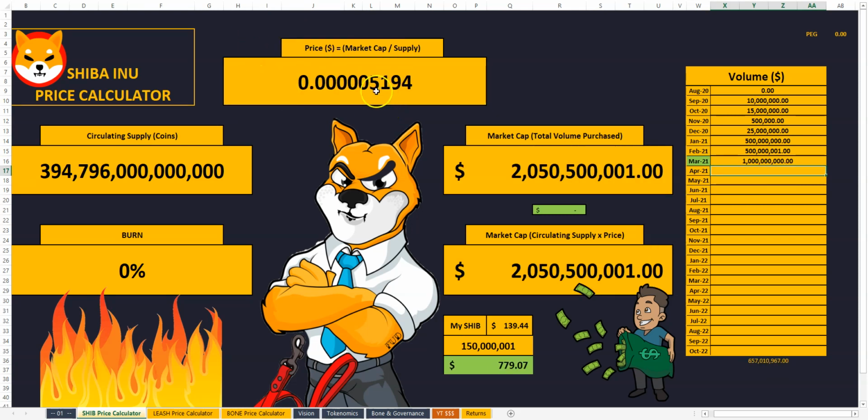1 billion. Our price is at 5194. And so far we've got a $2 billion market cap. I'm going to try my best to see how close we can get to the truth, to currently where we're at.